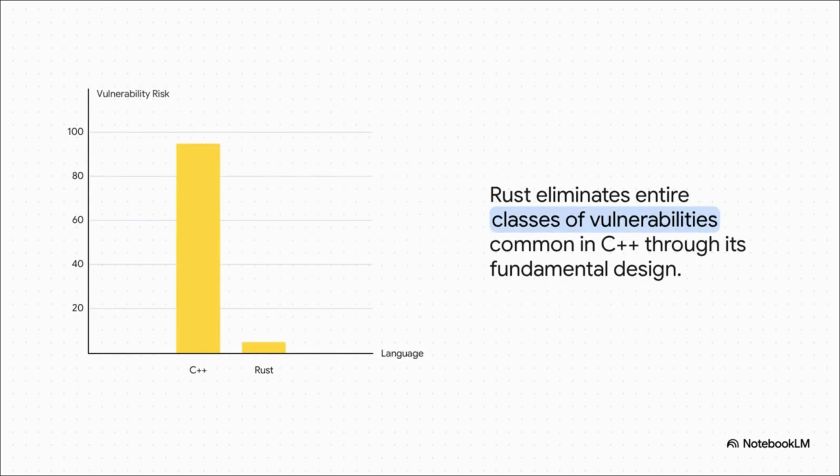So when you pull back and you look at the big picture, it becomes incredibly clear. For these entire categories of critical security bugs, buffer overflows, use-after-free, data races, that have been a thorn in the side of C++ developers for decades, Rust just eliminates the risk. Not by hoping for better programmers, but by changing the rules of the game at a fundamental level.